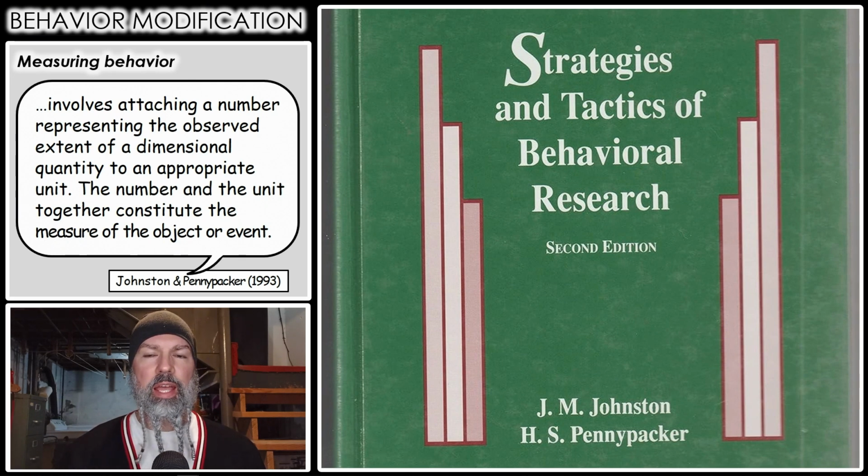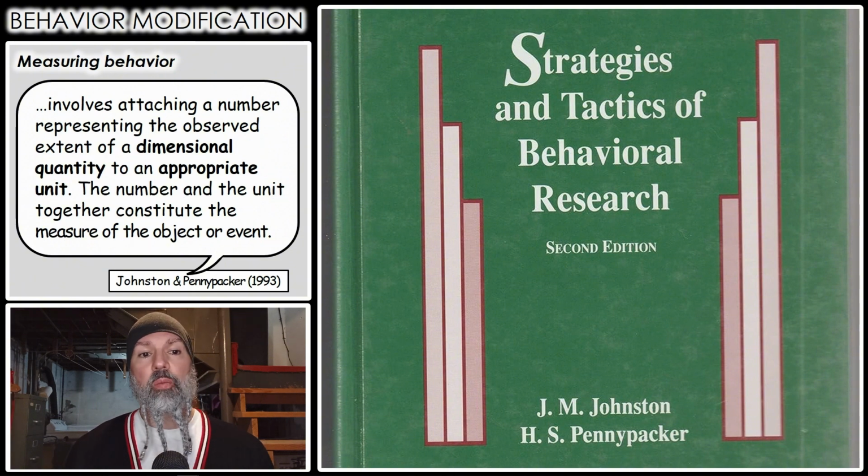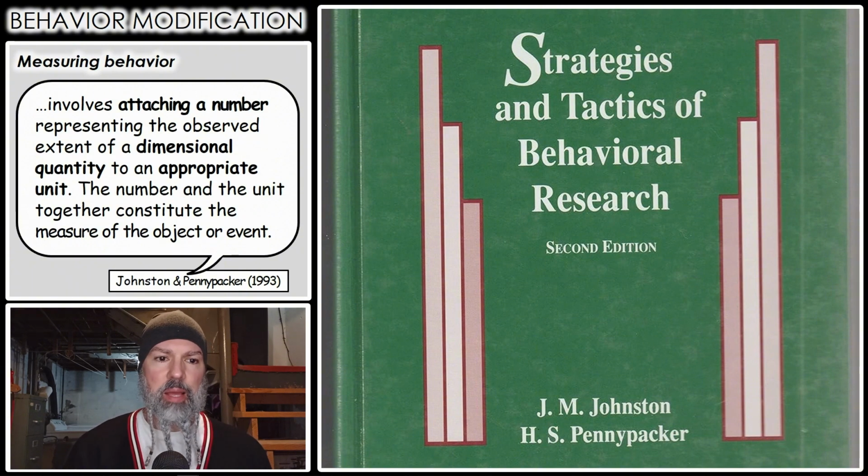So what we're looking at when we're measuring a behavior is, first, we're measuring a dimensional quantity. We're measuring something about the behavior, some aspect of the behavior, some dimension of the behavior. And to measure that dimension, we're going to choose an appropriate unit. And then once we have the dimensional quantity and that appropriate unit, then we measure the behavior. We finish the measurement by attaching a number. So let's take a look at this in an example.